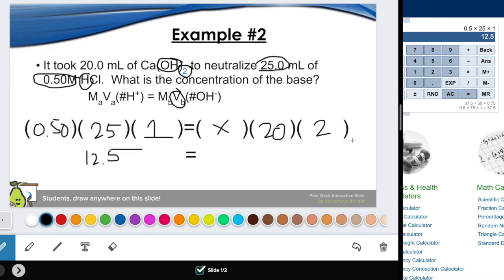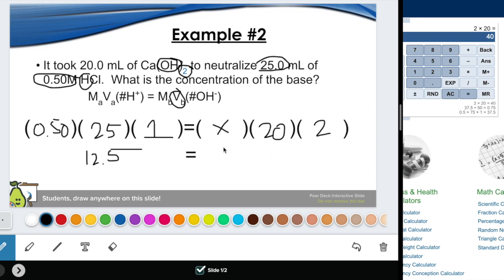And then over here, we have 2 times 20, which gives us 40. So we are going to have 40x over here. We want to get this x by itself, so we are going to divide both sides by 40.